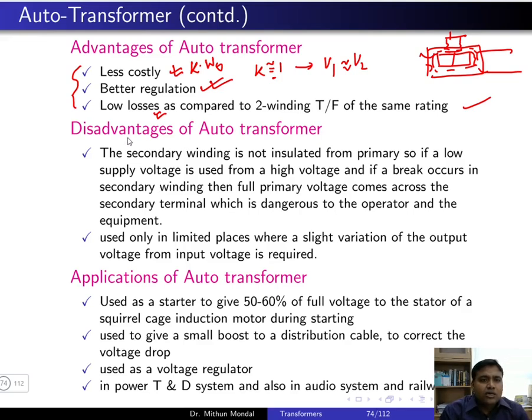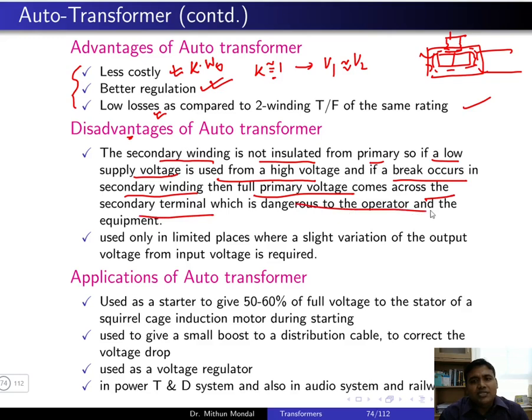Disadvantage, if you see, the secondary winding is not insulated from the primary. So both the primary winding and the secondary winding are connected to each other, so there is no electrical isolation. If a low supply voltage is used from a high voltage source, and if a break occurs in the secondary winding, then the full primary voltage comes across the secondary terminal, which is dangerous to the operator and the equipment. What is happening? Because V1 is normally equal to V2, because the transformation ratio K is close to 1.